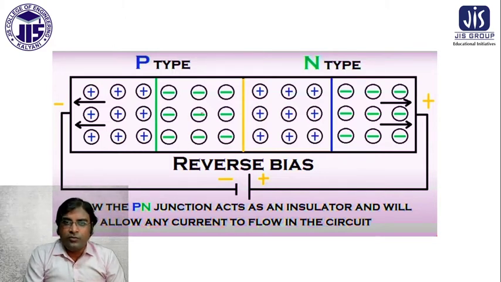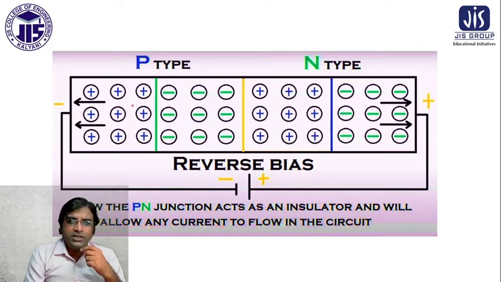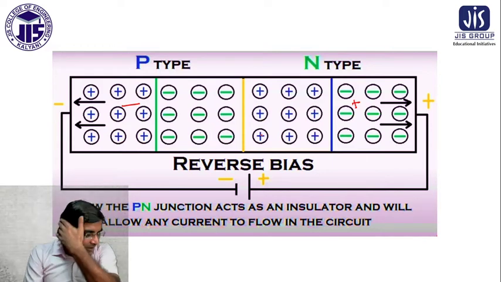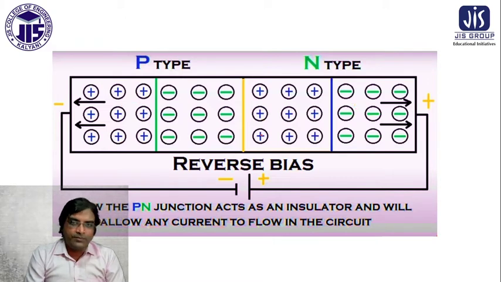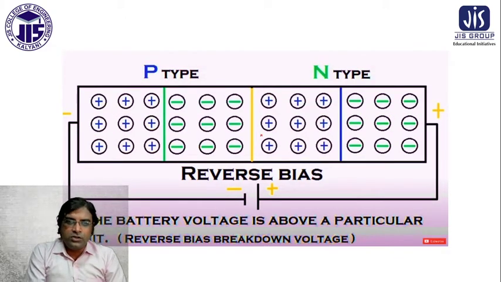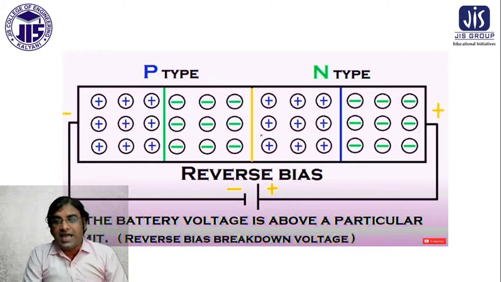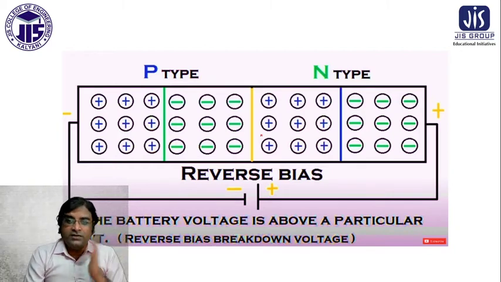There is no current flow, but a very nominal amount of current can flow because of the minority carriers. If there is some electron and some hole, only a very small amount of current can flow, but majorly the current will not flow in this particular region.